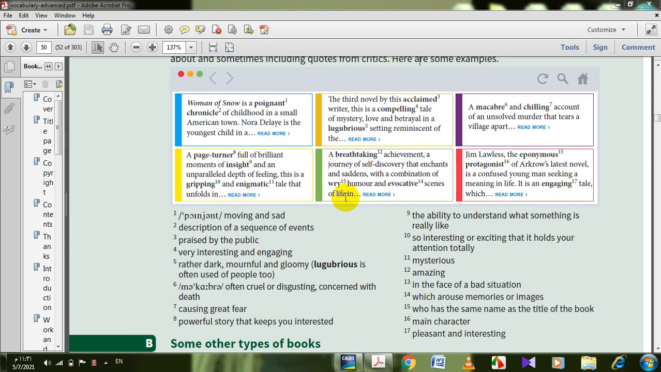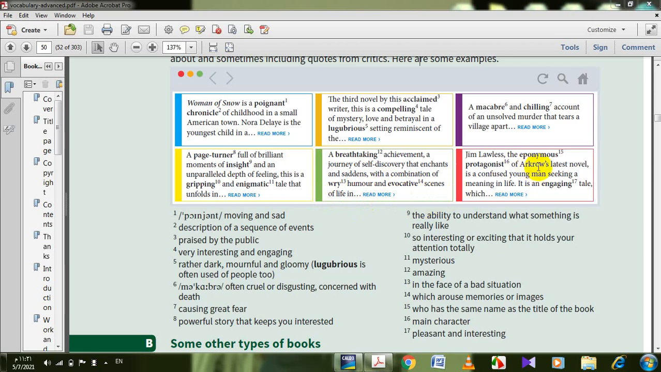So here again, I'm saying, with a combination of wry humor and evocative scenes of life. Good. Wry means متهكم, ساخر.